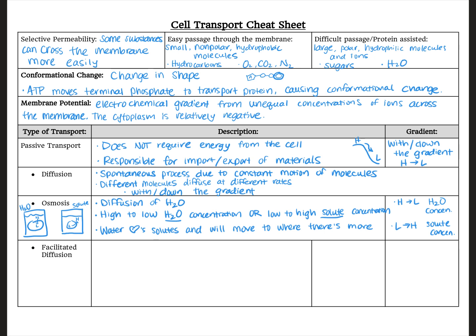All right, our last one is facilitated diffusion. The word facilitate means to help. So this is diffusion of molecules that kind of need some help. It's diffusion with transport proteins.